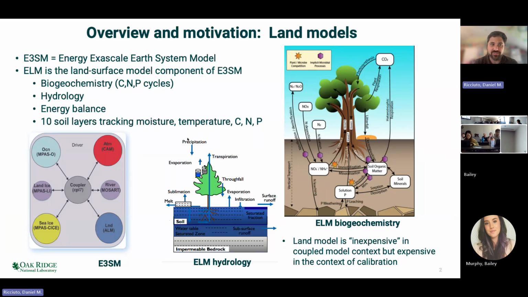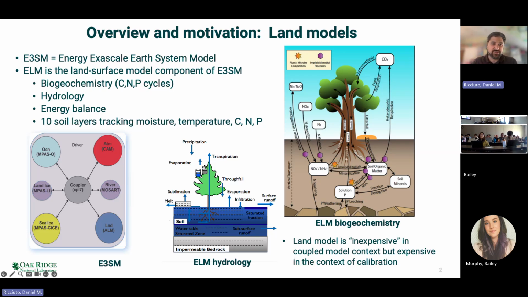E3SM is the Energy Exascale Earth System Model, which branched off from the Community Earth System Model about 10 years ago now. And ELM is a land surface model component of that, which has its origin in CLM. So it does biogeochemistry, carbon, nitrogen, and phosphorus cycling, hydrology, energy balance. More specifically, we have 10 soil layers in the model that track moisture, temperature, carbon, nitrogen, and phosphorus, as well as tracking the live plant pools of these things as well.